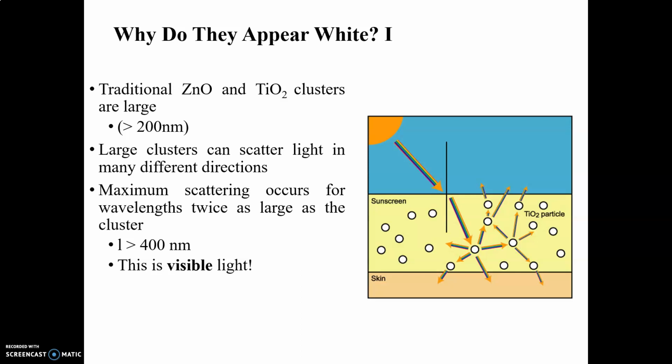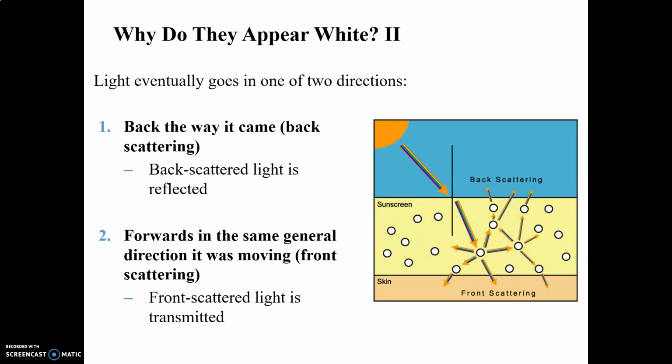Traditionally, zinc oxide and titanium dioxide form a cluster, and they are present in a large size of more than 200 nanometers. These large clusters can scatter light in many different directions, and the maximum scattering occurs for a wavelength twice as large as the cluster, and then it becomes visible. Light eventually goes in one of two directions. Either back scattered light is reflected or front scattered light is generally transmitted.